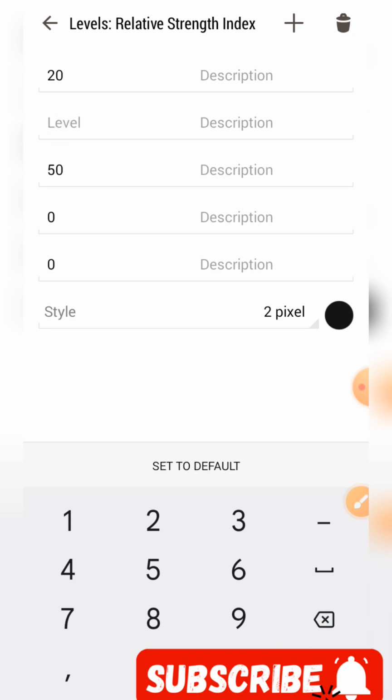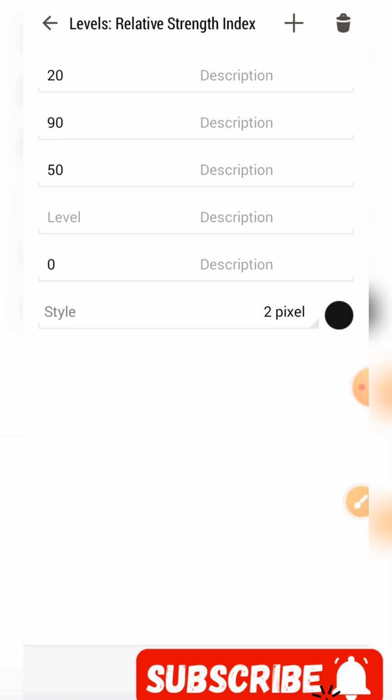So this 70, I'll be leaving it on 80, or possibly 90. Let me put it on 90. So we'll leave the 50 the way it is. Then this time I'll be adding this very one now. Let me leave this one like this and show you what it will look like.